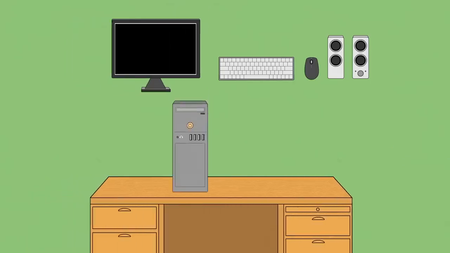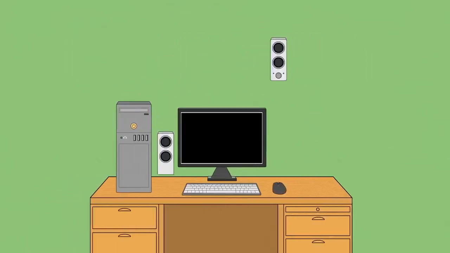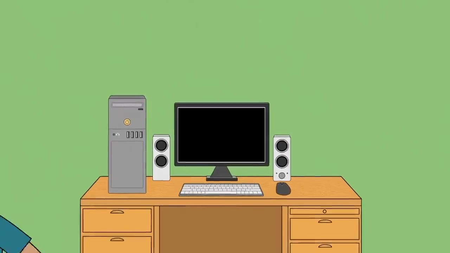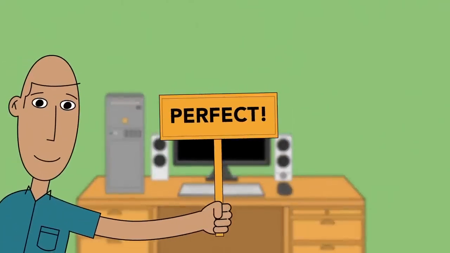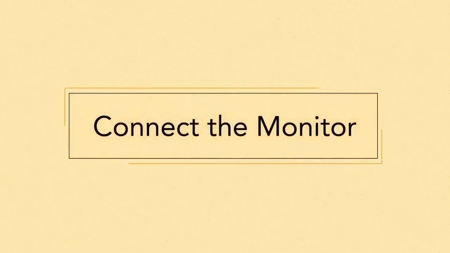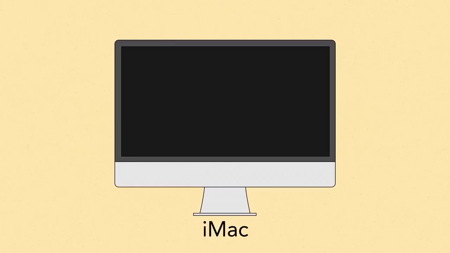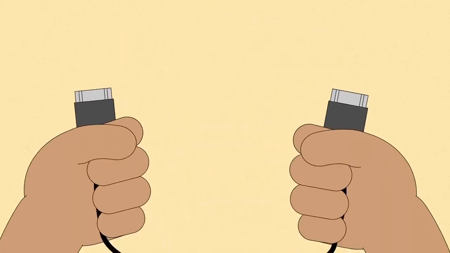Think about where you want your workspace to go and how you want to arrange the different components before you start plugging things in. Next, let's connect the monitor. If you have an all-in-one computer where everything is built in, for example, an iMac, you can skip this step. Otherwise, locate your monitor cable.